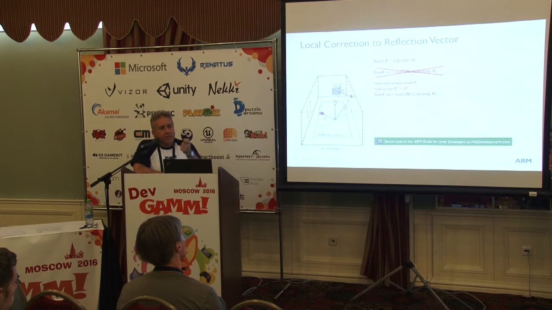But when fetching the texture, we can't use the reflection vector as it is. We need to apply the local correction. It means we need to find the intersection point of the reflection vector with the bounding box of the scene and build a new vector from the position where the cube map was generated to this intersection point, which is there as R prime. And this is the vector R prime that we use to fetch the texture from the cube map. Only in that case will we get the right reflection.